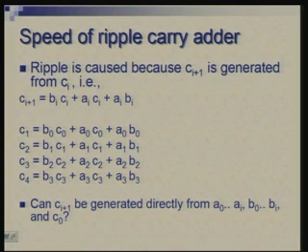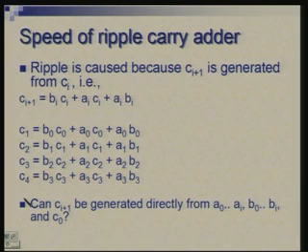So, now as we have seen, the cause of the large delay is rippling of the carry from one stage to the next stage. It is because C(i+1) is generated from C(i) by this expression. That dependence means that C1 is expressed as a function of C0, C2 is expressed as a function of C1 and so on.